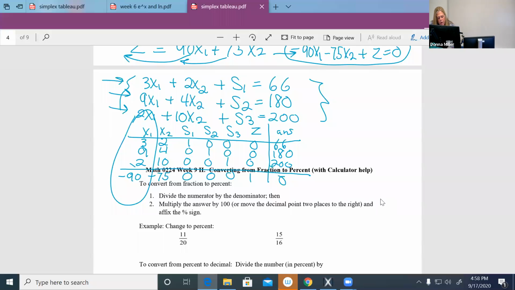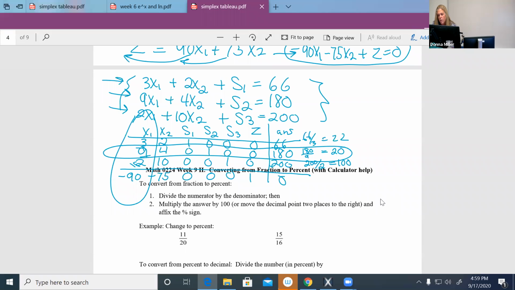For example, here you take 200 and divide it by this one, which is 2. That's going to be 100. Here I divide 180 by 9, which is 20. And here I divide 66 by 3, which is 22. So of those 3 numbers, which one is the smallest positive one? The 20, right? So this would be my pivot row.